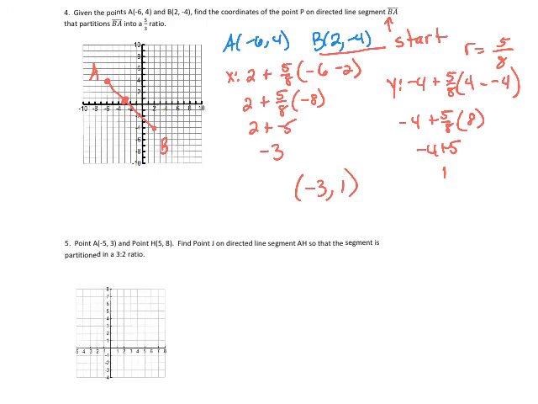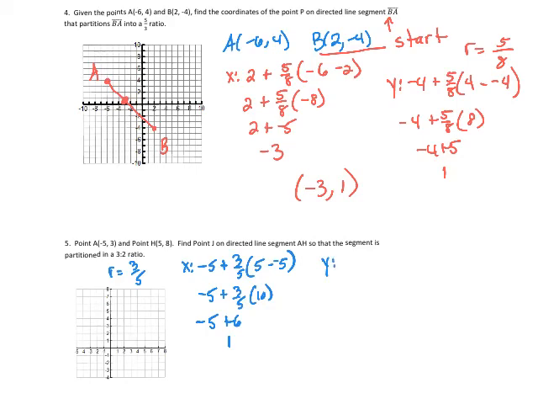The last one, A and H. I want to find point J on line segment AH, so A is the beginning, H is the end. I start with A, and a 3:2 ratio means my scale factor is going to be 3/5, the first number over the sum. So again, my x value: -5 plus 3/5 of the entire way, 5 minus -5, so -5 plus 3/5 times 10. -5 plus 6, that's going to be 1.